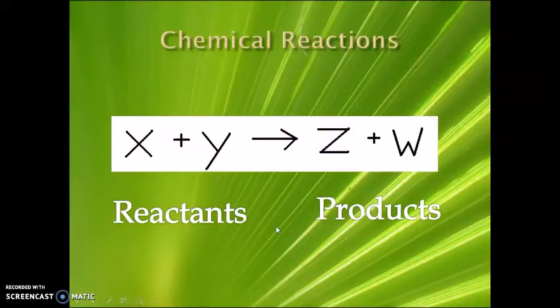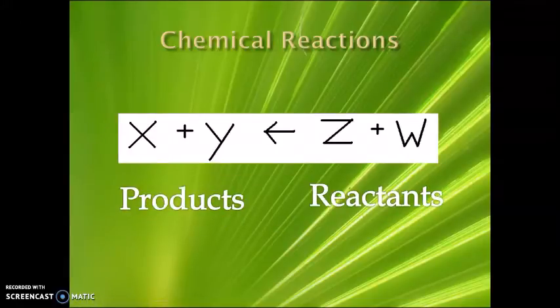Be careful because for some reason, test writers like to do this to you. They just like to switch that arrow. And then they'll say, which of the following items are products? Is it Y, Z, or W? Well, Y is a product because the arrow is pointing to it. Okay, so this time the reactants are on this side and the products are on this side, but the arrow is still, as always, pointing to the products. Okay, so be very careful with that. They like to trick you.